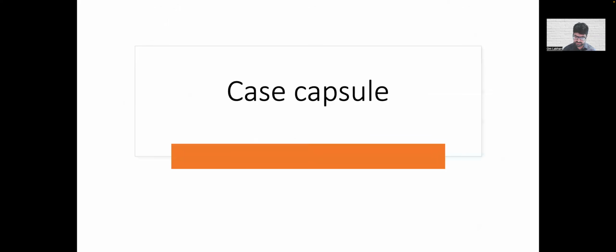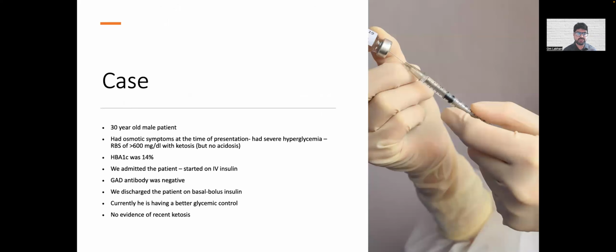So let's start with a case capsule. This is a patient who came to me. The patient is a 30-year-old male. He had osmotic symptoms at the time of presentation and severe hyperglycemia with random sugars of more than 600. His HbA1c was 14%. He was admitted because of the very high sugar, and we started him on IV insulin, but the GAD antibody was negative at the time of admission.